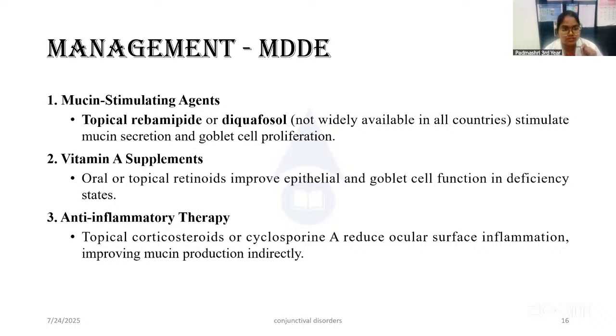Management. Mucin stimulating agents like topical rebamipide and diquafosol, not widely available in all countries, stimulate mucin secretion and goblet cell proliferation. Vitamin A supplements. It may be oral or topical retinoids that improve epithelial and goblet cell function in deficiency states. Anti-inflammatory therapy. Topical corticosteroids and cyclosporine reduce ocular surface inflammation, improving mucin production indirectly.